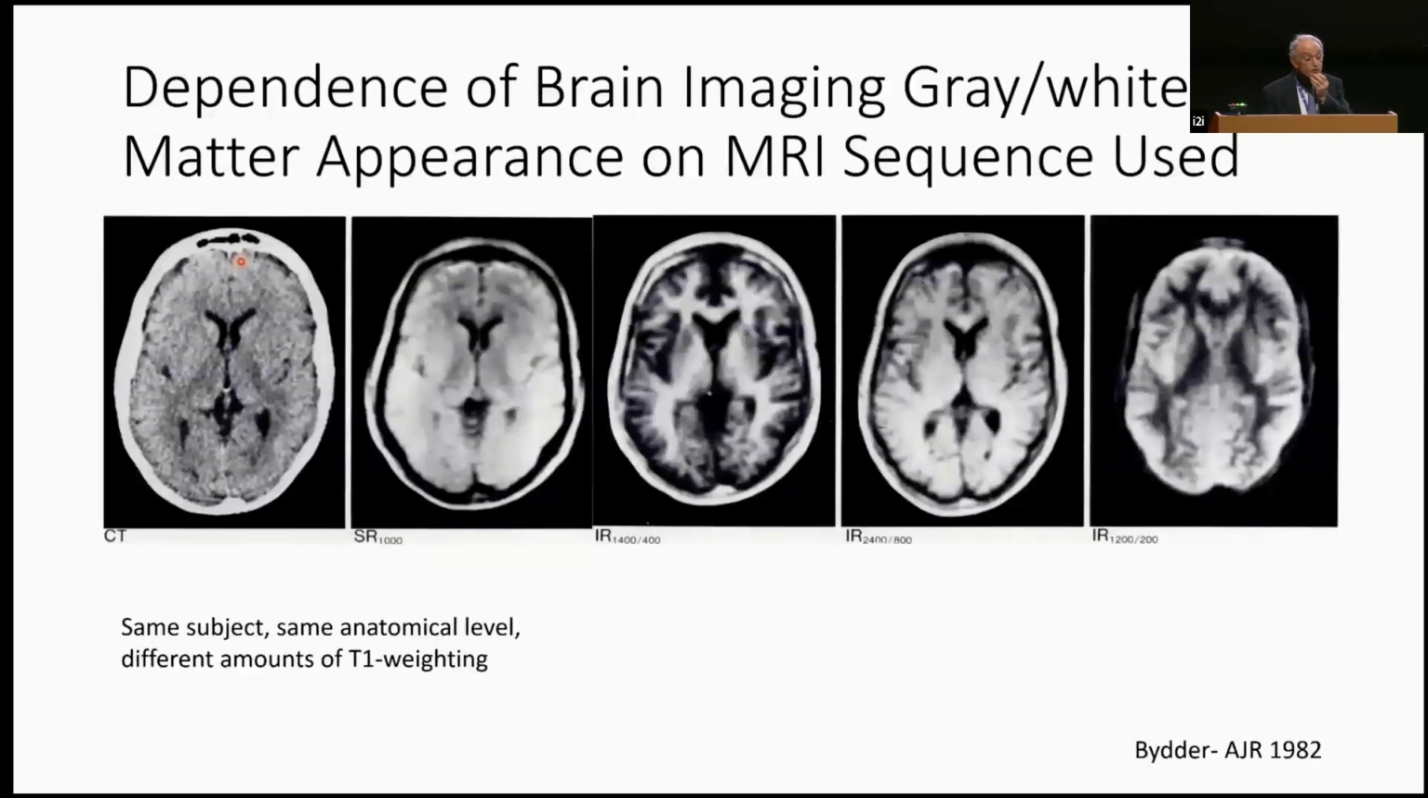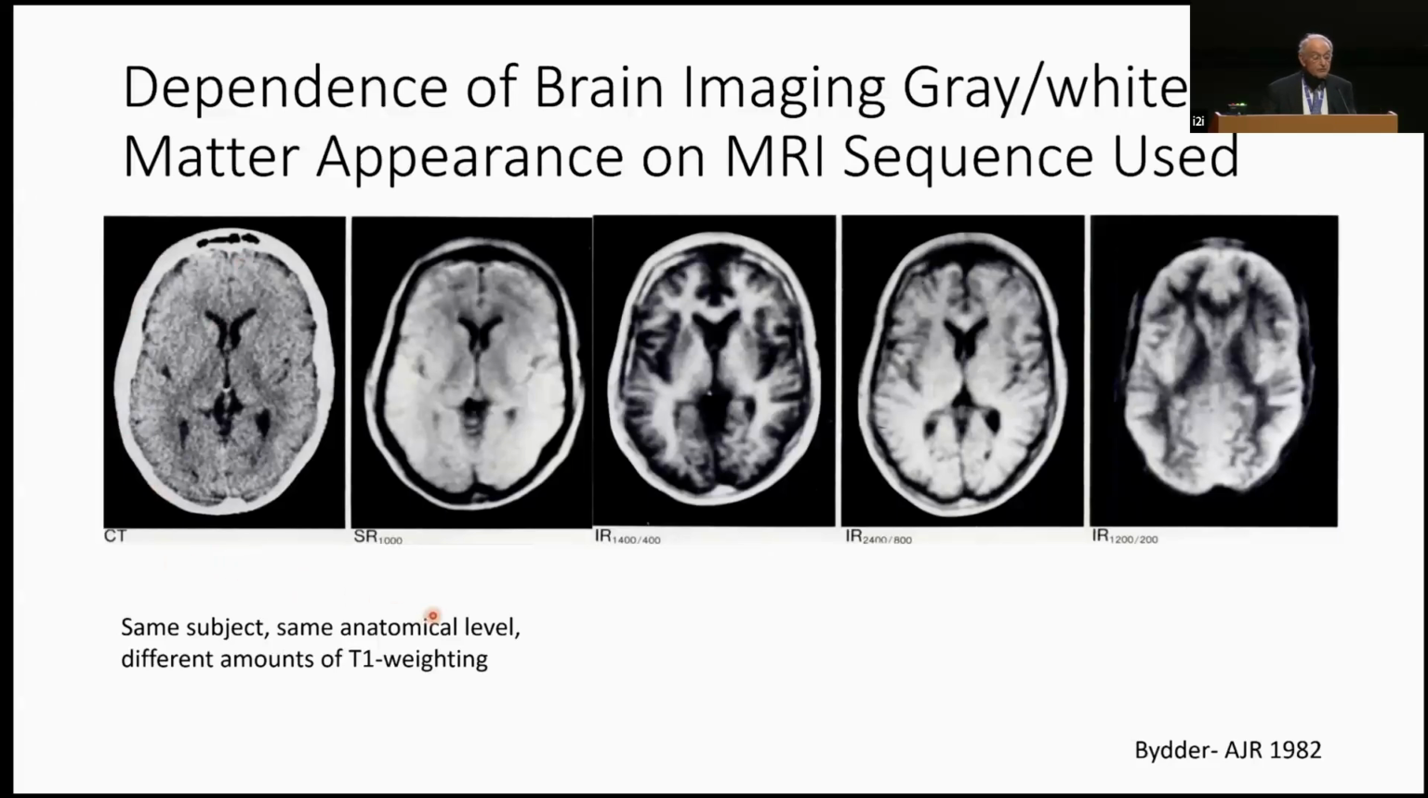So this is another paper that caught my eye when it came out from Graham Bydder in 1982. He was taking the same patient. On the left, we see a conventional CT. We can see some ventricles. We can see some gray and white matter in the shading in here. But those are not really seen particularly strikingly.